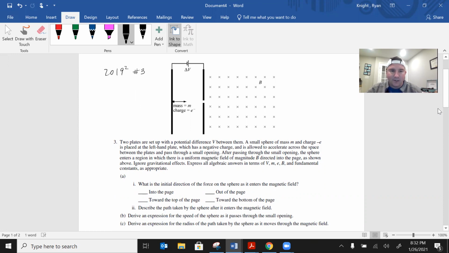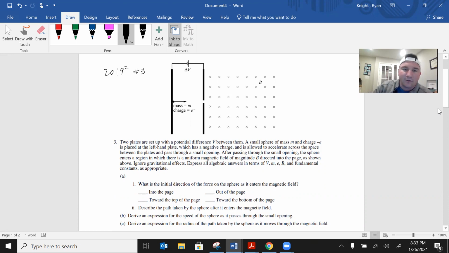After passing through the opening, it enters a region where there is a uniform magnetic field, magnitude B, directed into the page. You can see that with all the X's there. Ignore gravitational effects. Express all algebraic answers in terms of V, M, E, B, and fundamental constants. What is the initial direction of the force on the sphere as it enters the magnetic field?